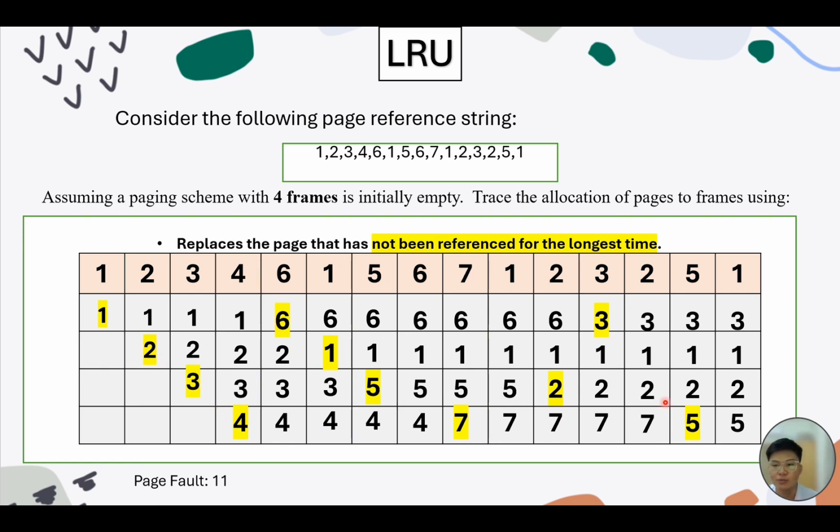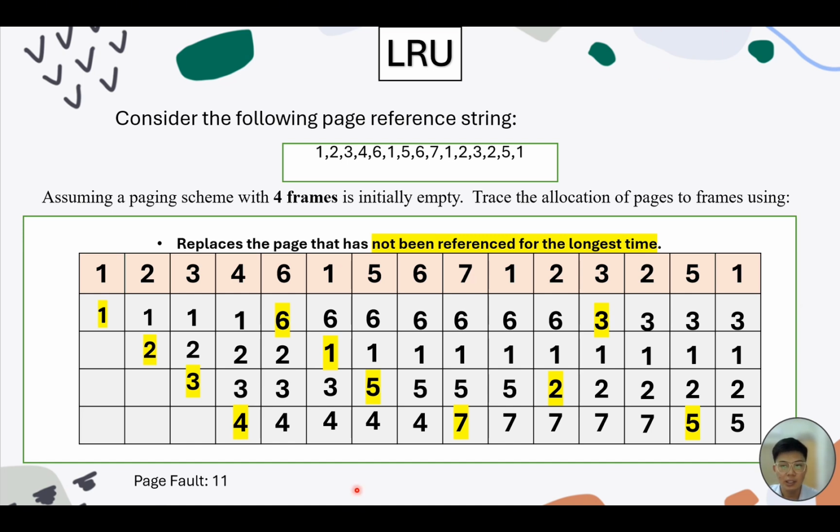These are all called page faults. The highlighted section in the table indicates page faults, times when the page has to be loaded into memory because it is not already present. The key takeaway for LRU is that it ensures efficient memory usage by prioritizing recently used pages and swapping out the oldest one. However, tracking the least recently used page requires additional overhead, since the system needs to maintain the order in which pages are accessed.